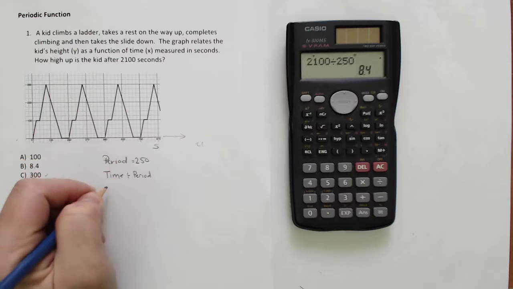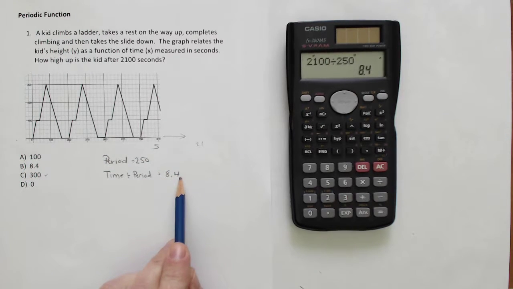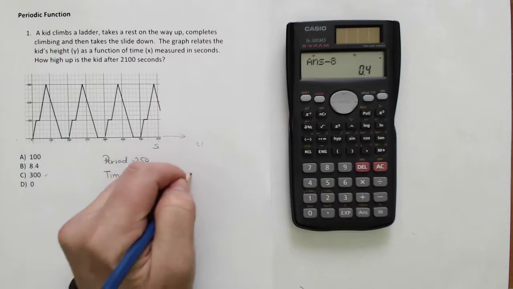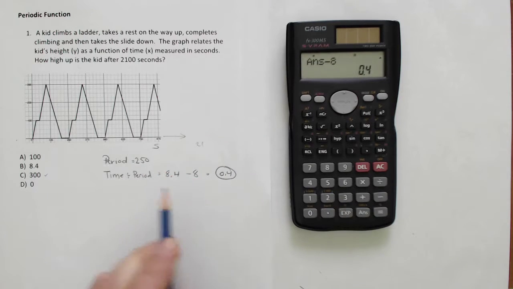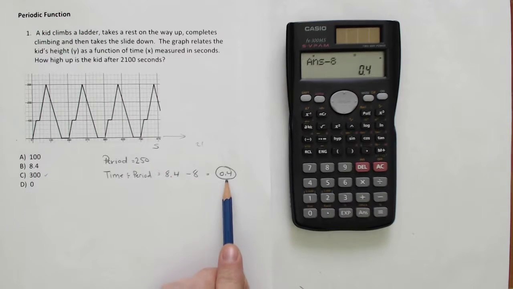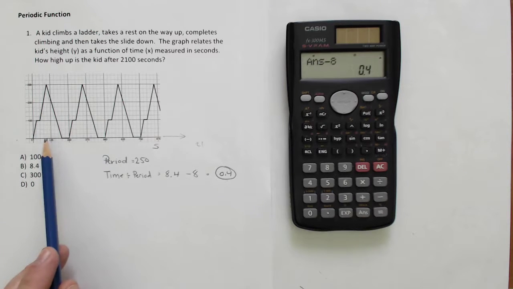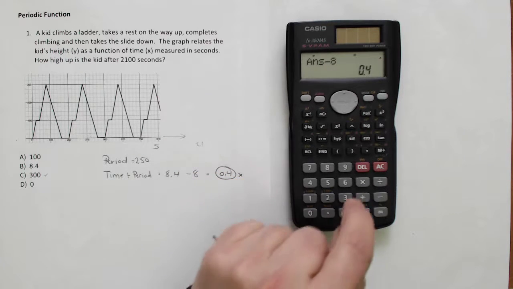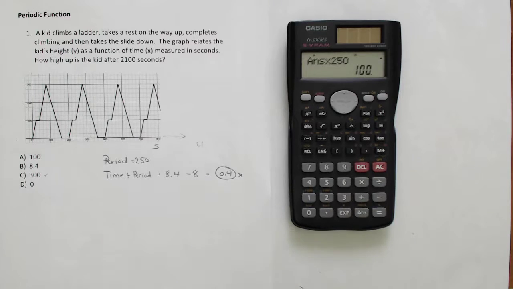Now, what that means is we've done 8.4 cycles. So I'm going to subtract out the 8, always. Take out the whole number, and that's going to leave me with 0.4. That's how much of the new cycle we've done. So we've done this thing 8 times, and then another 0.4. So we're going to take that 0.4, and we're going to times it by the period, times 250, and that gives us 100.